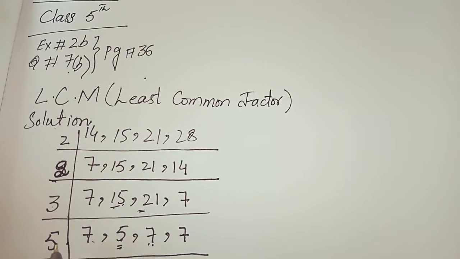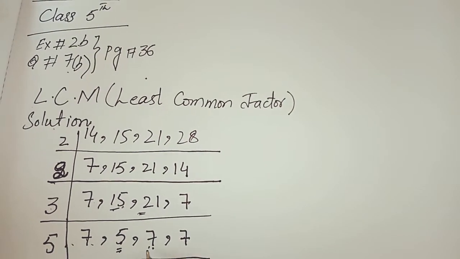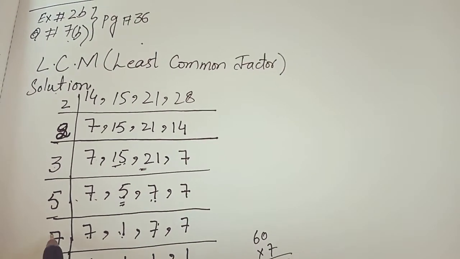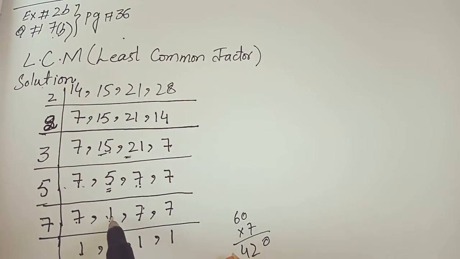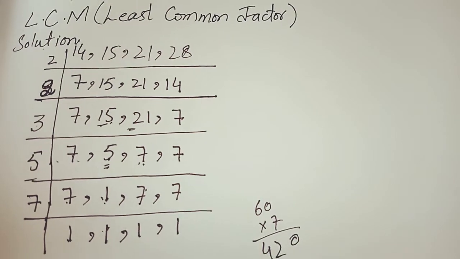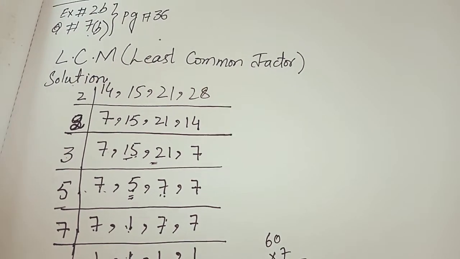Now come for the 5. 5 ones are 5, and the other two numbers will come down as they are. Now see the 7. 7 ones are 7. This one will come down as it is. 7 ones are 7 and 7 ones are 7. Now the LCM is 420 after multiplying all the divisors.